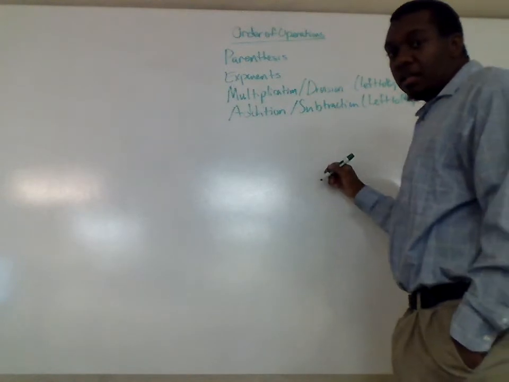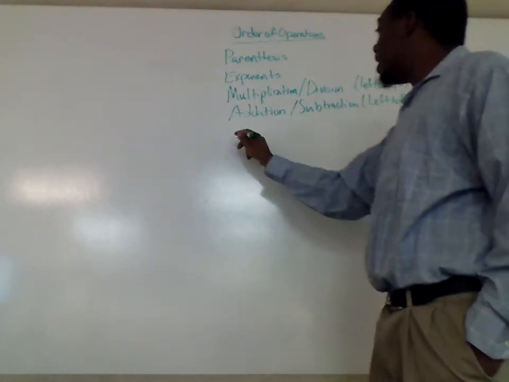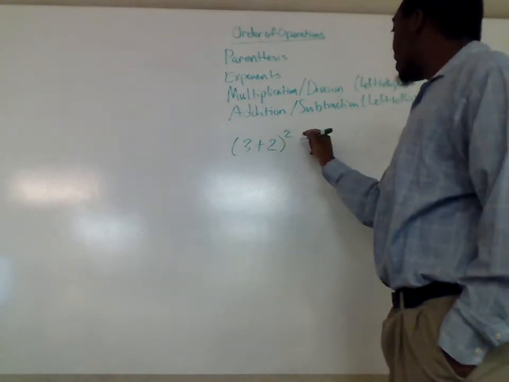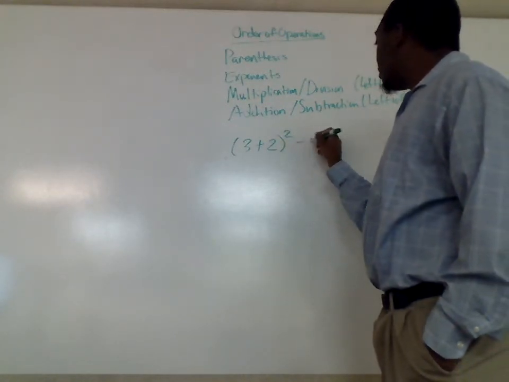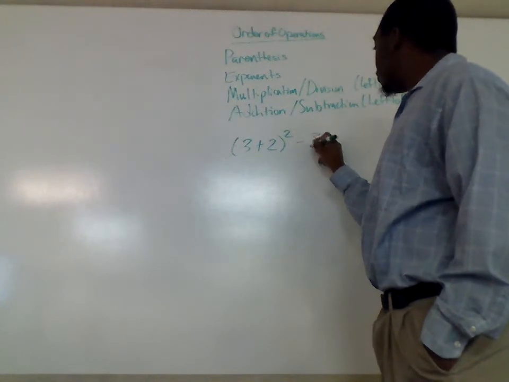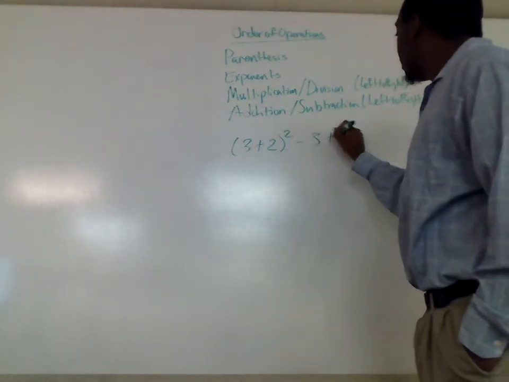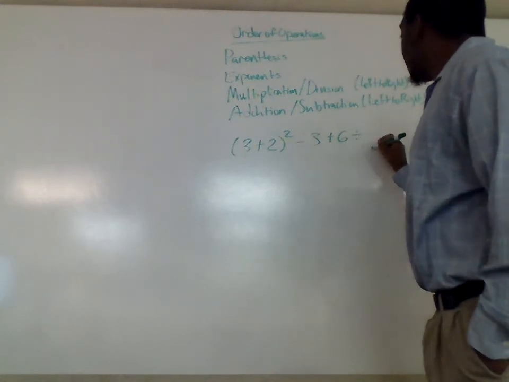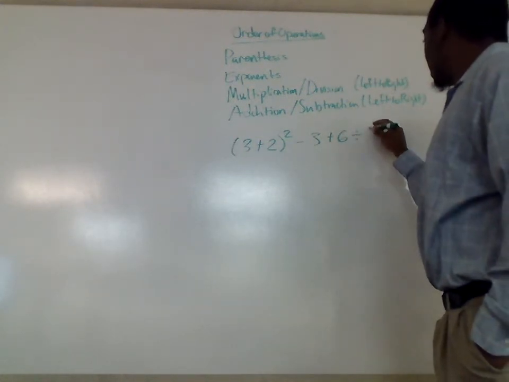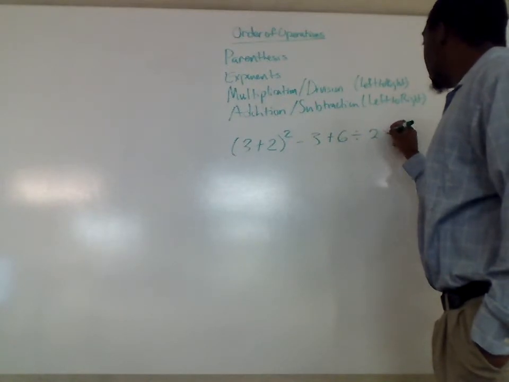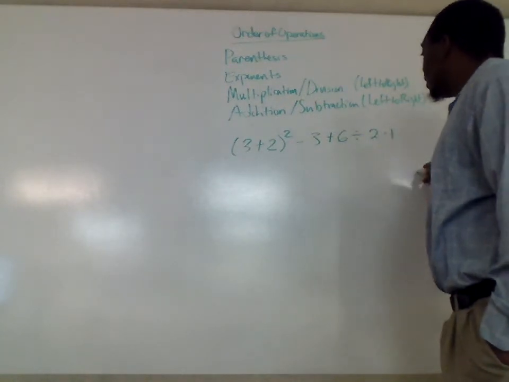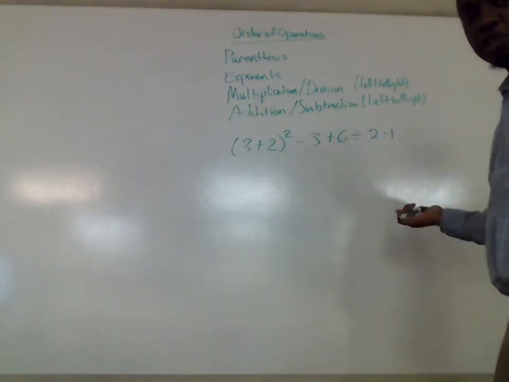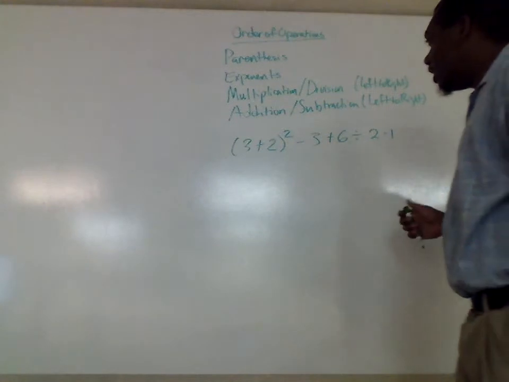All right. So with that being said, if I had a problem that was 3 plus 2 to the second power, minus 3 plus 6 divided by, let's do 2 times 1. And yes, I said we won't be using the symbol. I'm just putting it here just to help out and move along.